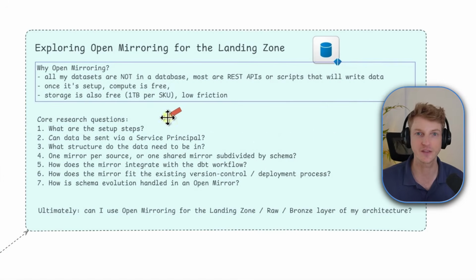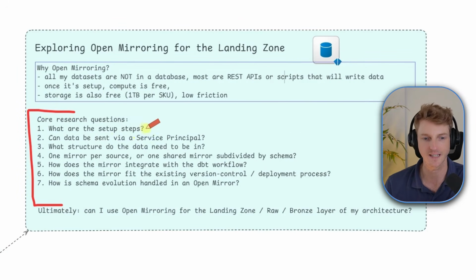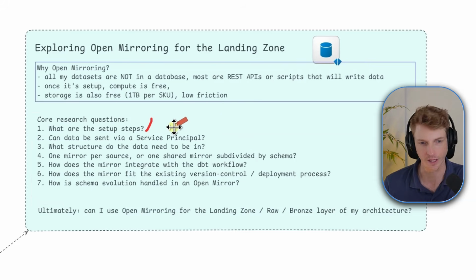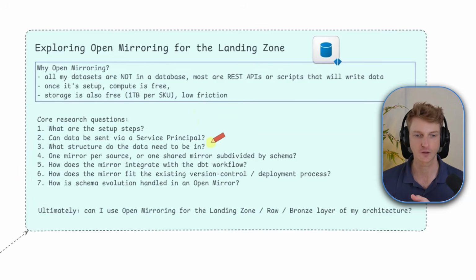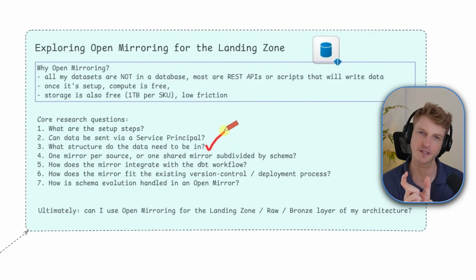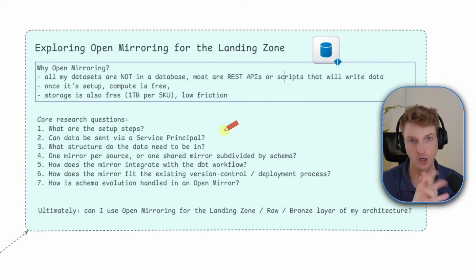So that led me to these core research questions. I want to know what the setup steps are, how to get started with it. I want to know, can we send data to the landing zone through a service principal? I wanted to understand the structure because I know that it needs to be in a very specific structure, but I wanted to explore that in a bit more detail. How rigid is that structure? And we'll look at that in a minute.